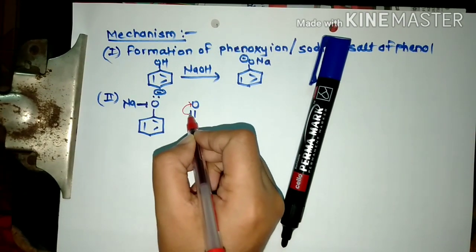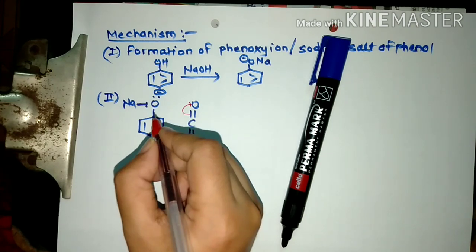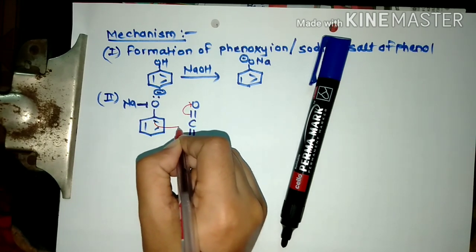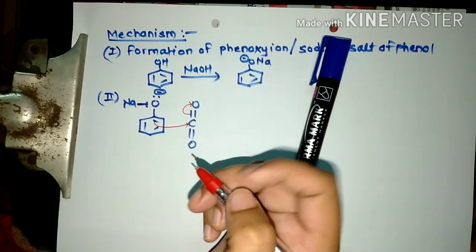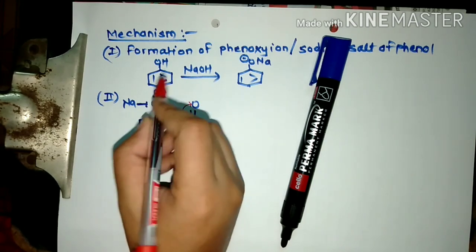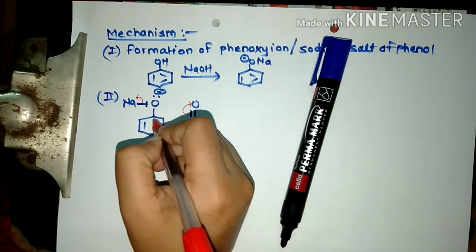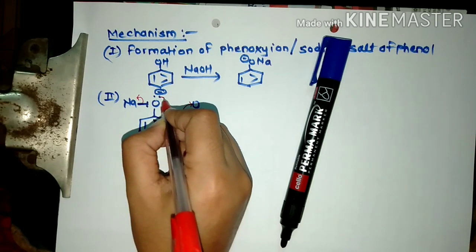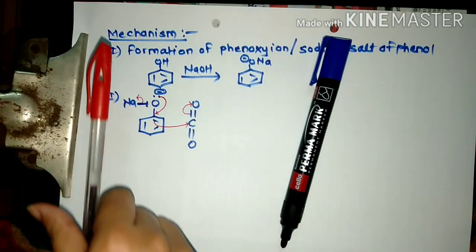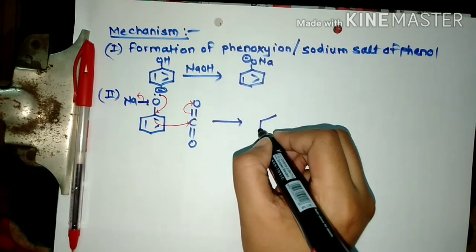This oxygen takes this electron. So what will happen, now there will be a formation of a bond between this carbon and this benzene ring. So this sodium will get removed. Now this carbon becomes deficient, so oxygen shares its electron with this carbon. Okay, now there will be formation of a product like this.